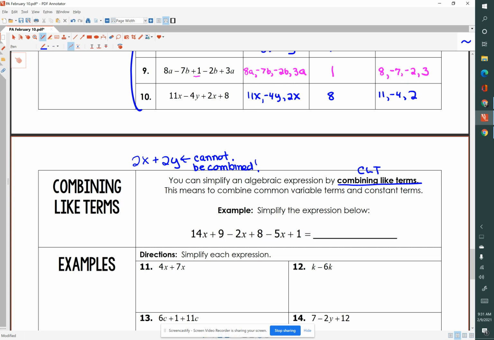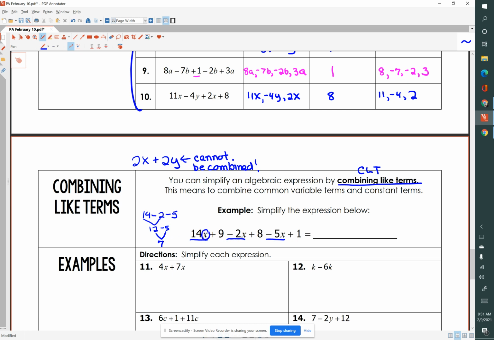You have to have everything be alike in order to combine the terms. So if we have an expression 14x plus 9 minus 2x plus 8 minus 5x plus 1, what can we combine? So we've got 14x, negative 2x, and negative 5x. So it would be 14 minus 2 minus 5. 14 minus 2 is 12, and 12 minus 5 is 7.